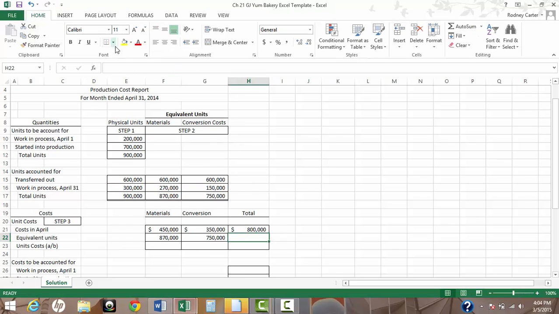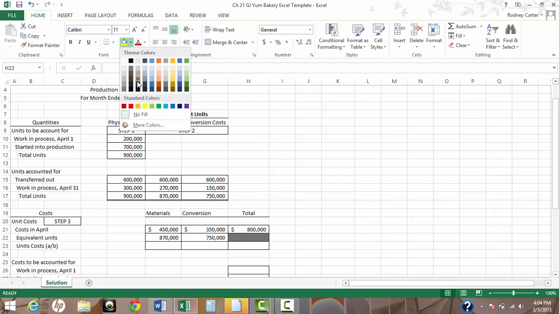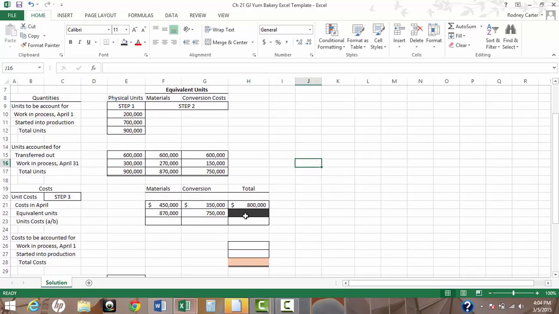Now, I'm going to put a dark gray shade area here because we do not need to put anything in this cell. What we're going to do on the unit costs, A divided by B over here, is take 450,000 divided by 870,000. I'm going to bring it out to 5 decimal points. And then I'm going to take 350,000 divided by 750,000. These are going to be our materials unit cost and our conversion unit cost.